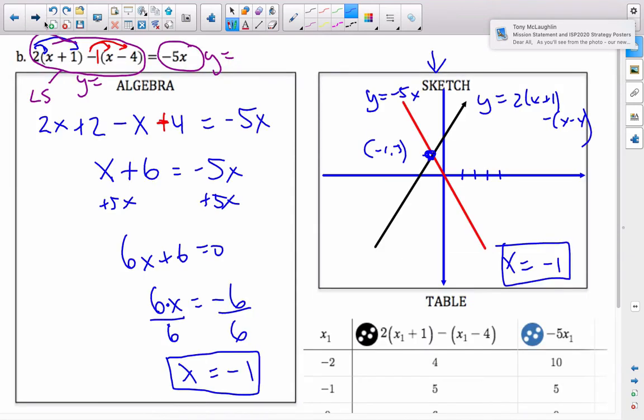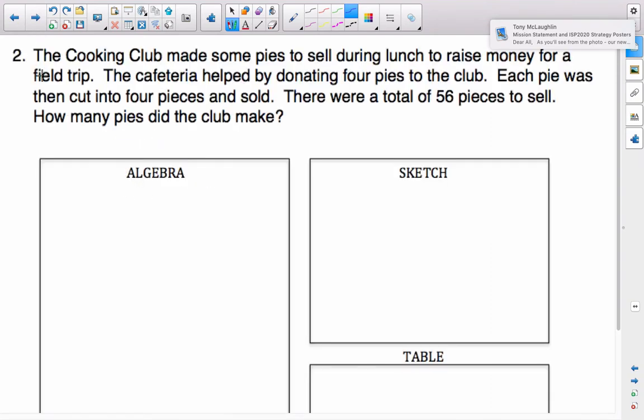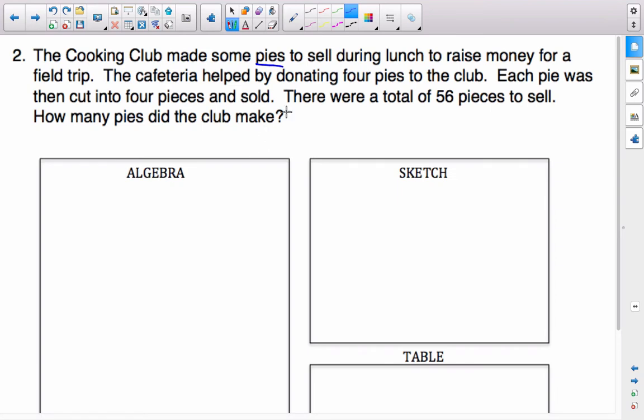Do we have enough room to make this? Let me add a page, and I'll put pies over here. All right, I got pies. Okay, pile of pies. Lots of pies. And then it says what? It says, then the cafeteria helped by donating 4 pies to the club. So I can imagine that now there's more pies being added to the pile. So make another pile of pies here. But we know there's a number of those. That's exactly 4. Right. So this is the 4 pies from the cafeteria.